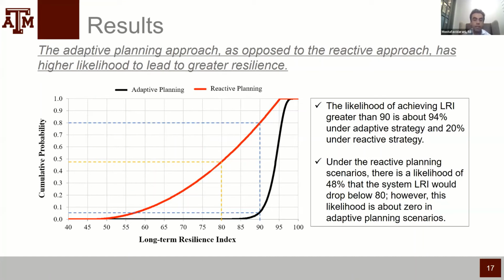Another example of result is the overall long-term performance of the system, which we measure using the long-term resilience index, which is the simple supply over demand ratio, and the probability of that using the reactive approach, which is the red line here, and the adaptive planning approach, which is the black line. So as you can see, the adaptive planning approach would have significant likelihood to lead to really high values of resilience index. But with the reactive approach, we might have varying levels of the resilience index, and this suggests that we can lose up to 40, 50, or 60% of our capacity to supply the water to the community if we follow a reactive approach and do not make decisions in a robust fashion.